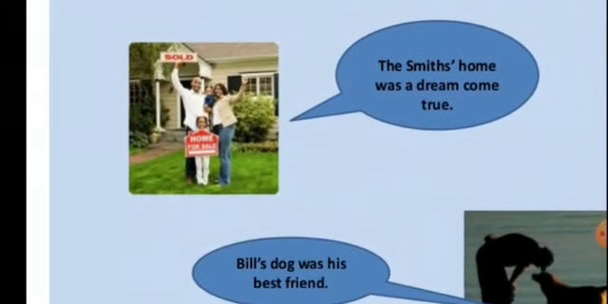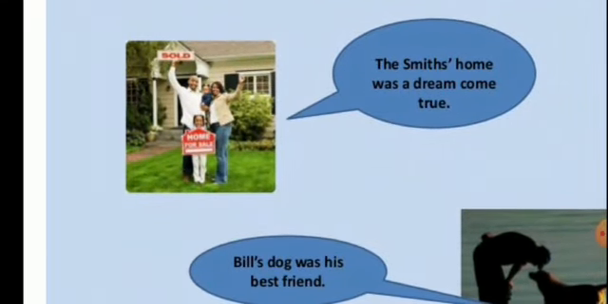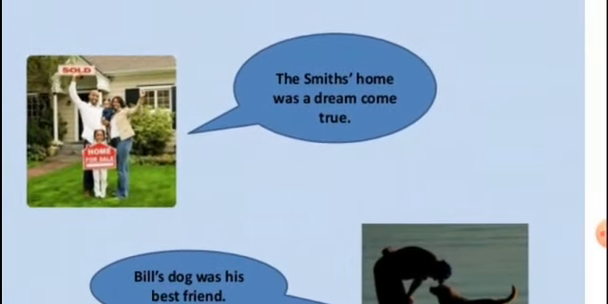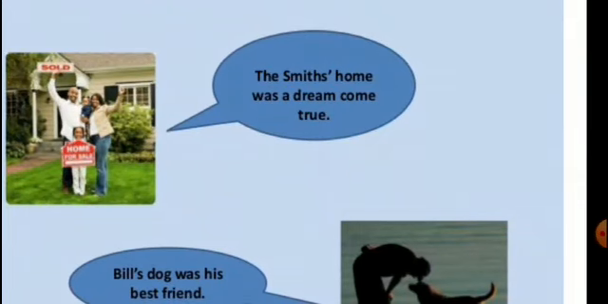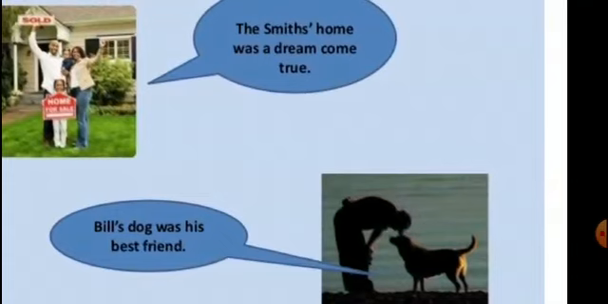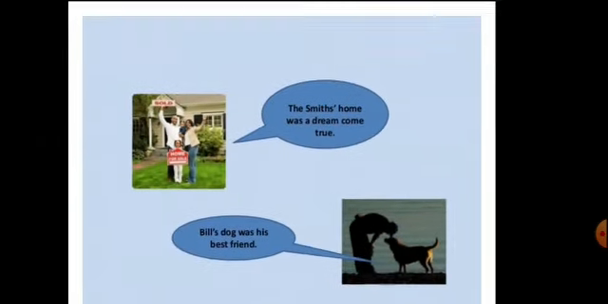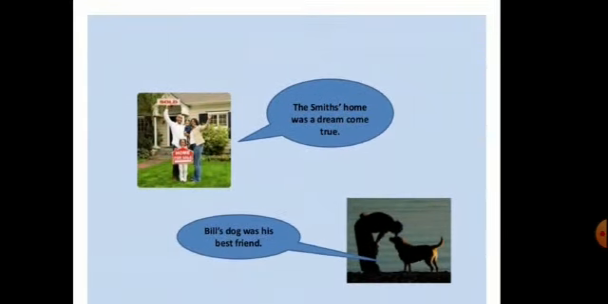Here, the Smiths' house or the Smiths' home was a dream come true. Bell's dog was his best friend. So here, the first example, as it is clear in front of you, the house belongs to the family of the Smiths. That's why we said the Smiths' home was a dream come true. And the second one, I have only Bell and he has only a dog. So Bell's dog was his best friend.